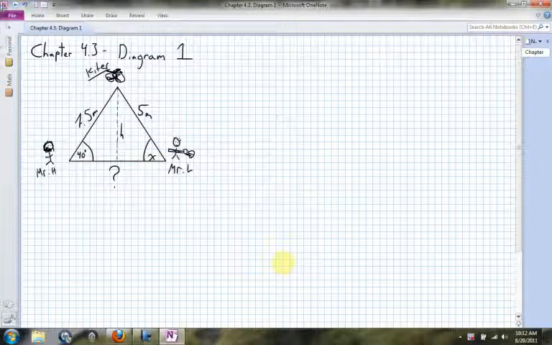Alright, so this is the first diagram for chapter 4.3. This is me over here, Mr. Howell. And this is my friend Mr. Laidlaw over here. And here's the kite up at the top.